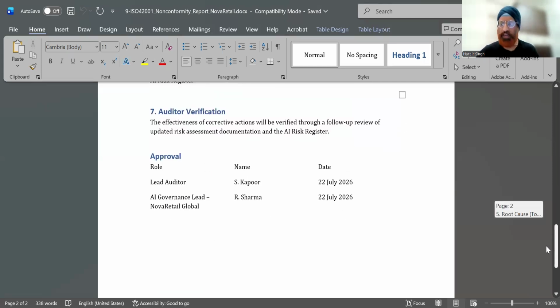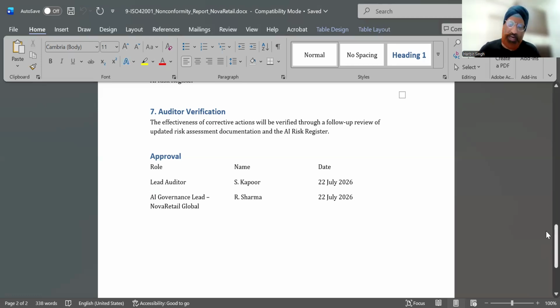What we will validate as an auditor team, the effectiveness of the corrective action, will be verified through a follow-up review of the updated risk assessment documentation and the AI risk register, right? So whenever our client, we along with the client will decide by what time you guys will be able to complete this. They will say that we will be able to complete this within the next 7 days. So we will say, okay, please keep on updating us during these 7 days. If you are fine, we will schedule the follow-up audit on the 8th day or on the 9th day. That is the mutual discussion that will happen between our team and the auditee about this NC, right?